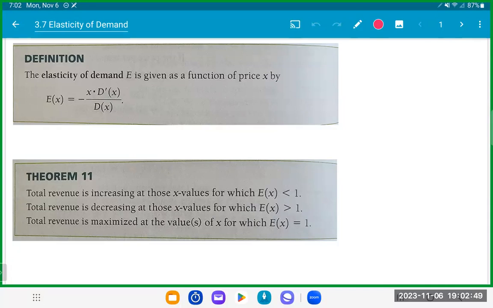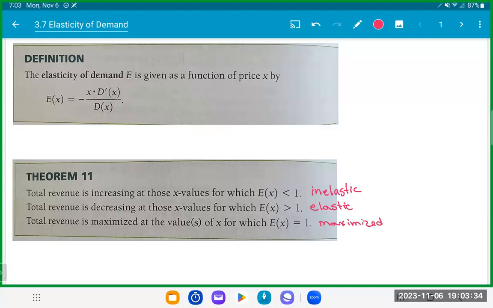And so then theorem 11 there gives us 3 different things. So if our total revenue is increasing at those x values, for which, so you'll see that the E of x is less than 1, then we can say that that is inelastic. Okay. And if E of x is greater than 1, that means our revenue is decreasing at those, and we'll say that that is elastic. Okay. And then if E of x is equal to 1, that's where we are maximized.